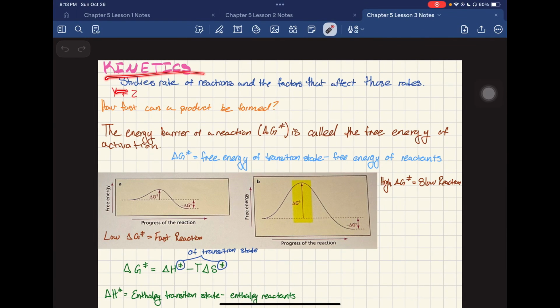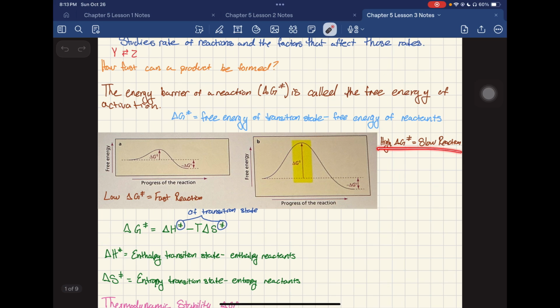So kinetics studies the rate of reaction and the factors that affect those rates. It's pretty much how fast a product can be formed. The energy barrier of a reaction, shown as delta G with this little plus plus, is called the free energy of activation. Delta G plus plus is free energy of transition state minus free energy of reactants. So transition state minus reactants.